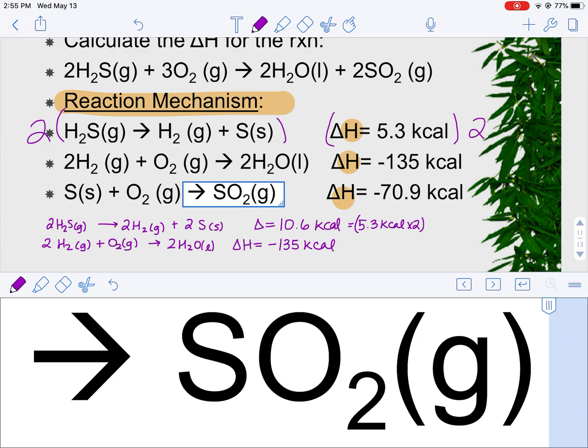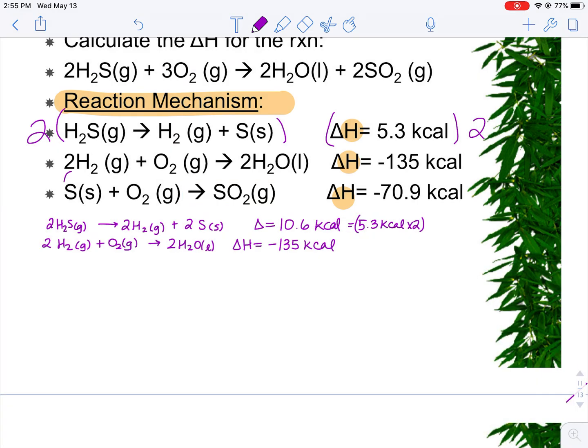So this reaction is going to need to be manipulated. Just like we did with the first, we're going to have to multiply this last reaction step by 2, and if I'm doubling the amount of moles, I'm also going to double the amount of heat energy.